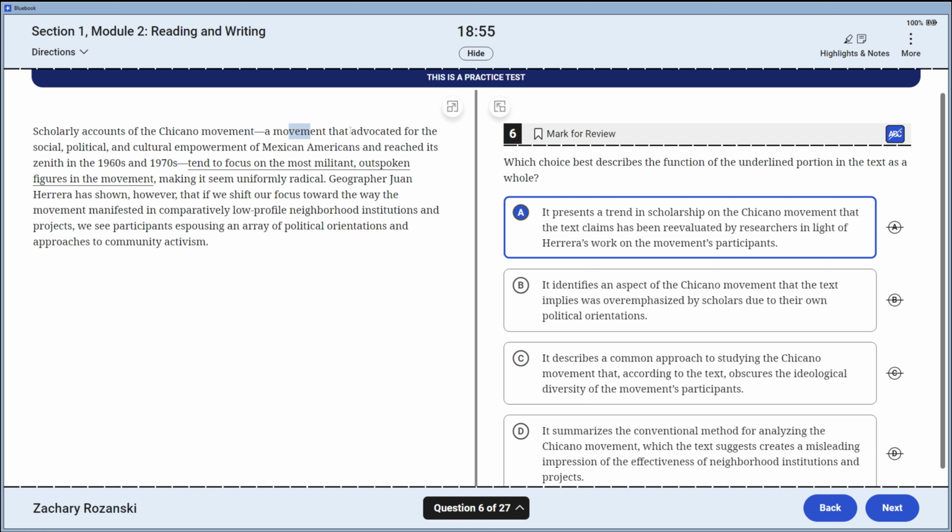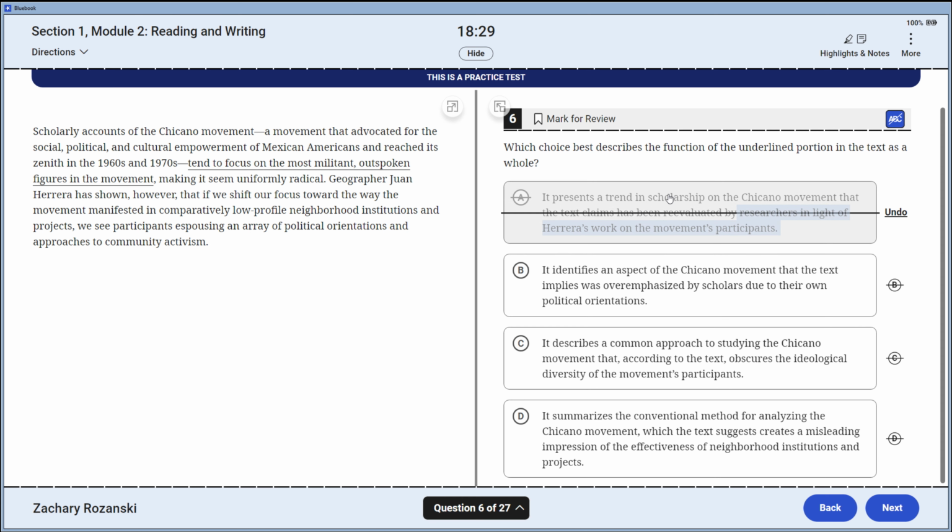Scholarly accounts' definition of the movement tend to focus on the loudest figures, making it seem uniformly radical. This person has shown, however, that if we shift our focus toward the way the movement manifested in comparatively low-profile neighborhood institutions and projects, we see participants espousing an array of political organizations. So we have no idea that researchers have changed their minds because of what he said. We don't have two layers of clapping back. So it identifies an aspect of the movement that the text implies was overemphasized by scholars.